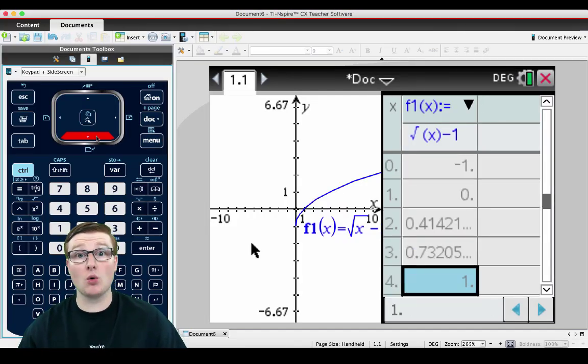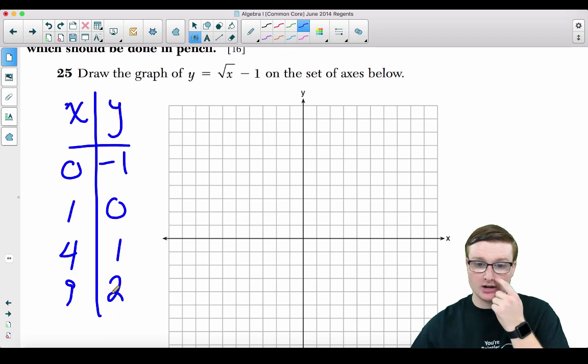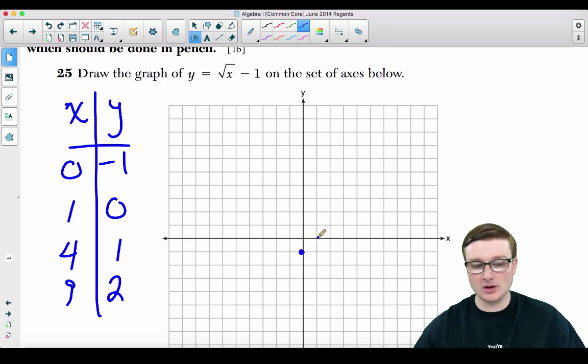And then I saw some values that are whole numbers. See, like right over here, (4, 1), that's a whole number. So (4, 1), and (9, 2). So now I'm just going to go ahead and graph it. (0, negative 1), (1, 0), (4, 1), (9, 2).